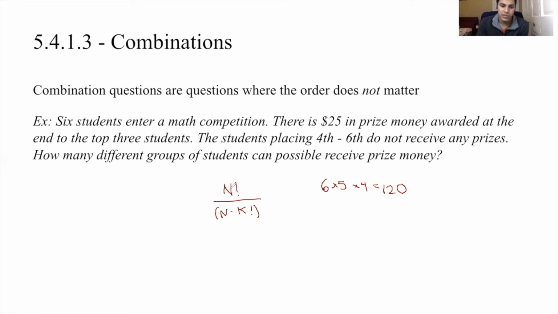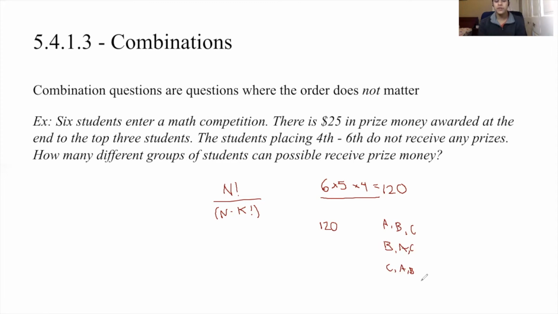And that's what we get from this formula, because we do 6 times 5 times 4 times 3 times 2 times 1 in the numerator divided by 3 times 2 times 1 in the denominator. And then we end up with this. Now we can't stop here, because remember, we have 120 possible combinations for the top 3, but it doesn't matter the order of those top 3. So among these combinations, we have things like student A in 1st, B in 2nd, and C in 3rd. But then we also have B in 1st, A in 2nd, and C in 3rd. And we have C in 1st, A in 2nd, and B in 3rd. And you can see where I'm going with this.